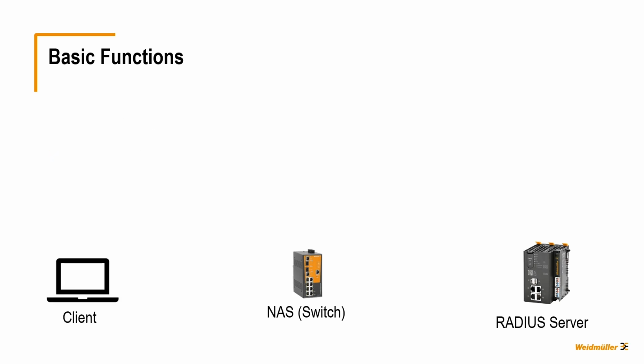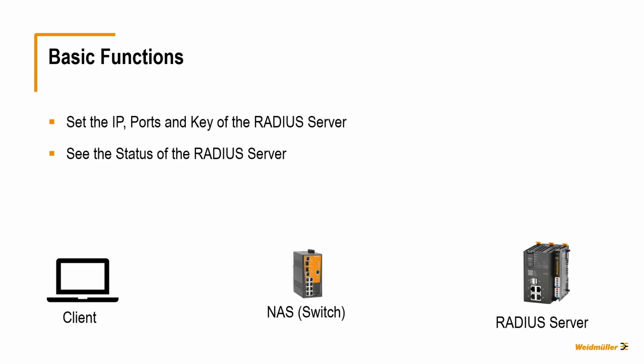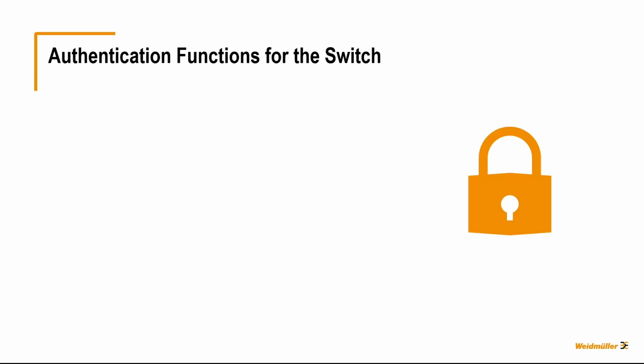The basic functions allow you to enter the IP, port, and key of the Radius server to add one. After adding at least one server, you can see the status of it. You also can add multiple Radius servers if you want. There are different types that can be used for authentication.